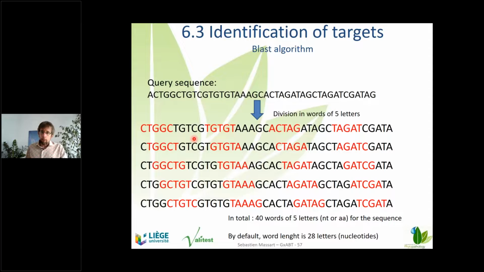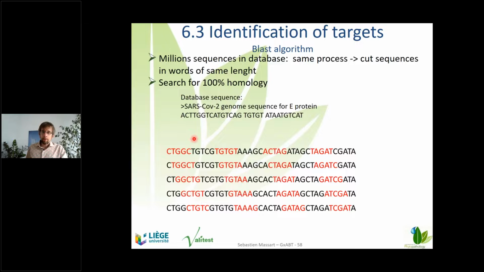What will it do now? It will use all these 40 words of 5 letters and compare them with the database. It will do the same with the database: cut sequences into small pieces of 5 letters and look for 100% homology. It's really quick to do. Is it completely identical? Yes, no. For example, it found a hit. Okay, I get a hit there. First point, good, 100% identical.